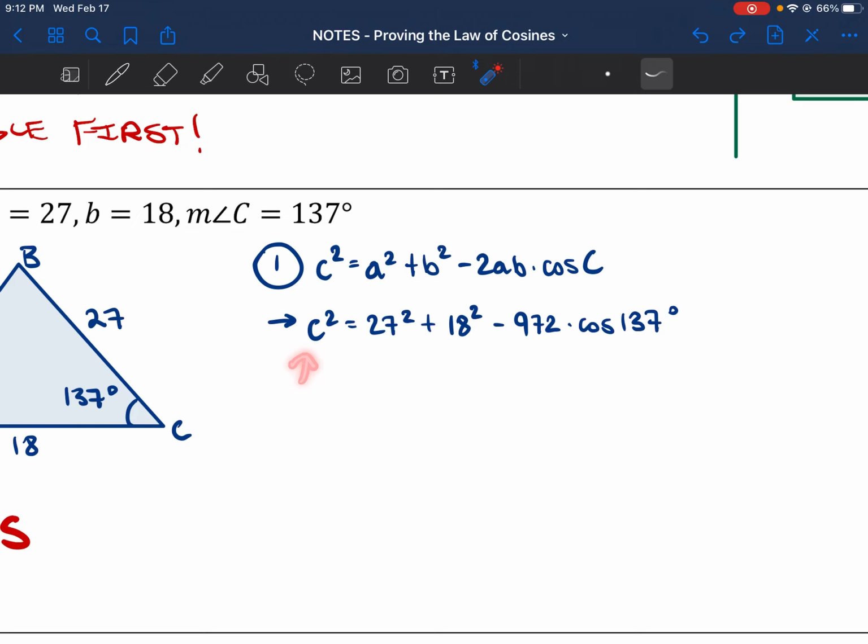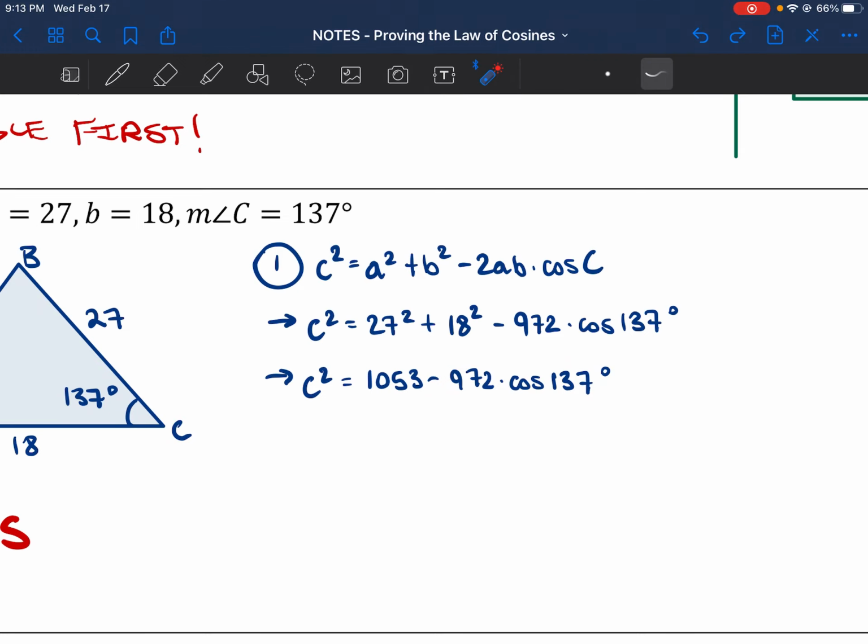So we're looking for C, nothing to plug in there. We know A is 27, we know B is 18. Went ahead and did the negative 2AB, so that's negative 2 times 27 times 18, that's negative 972. And we know angle C is 137 degrees, so I plug that in right there. Start doing some simplifying. 27 squared plus 18 squared, that's 1,053. And this piece right here, I'm just going to leave it alone. Notice I'm not doing any calculating yet.